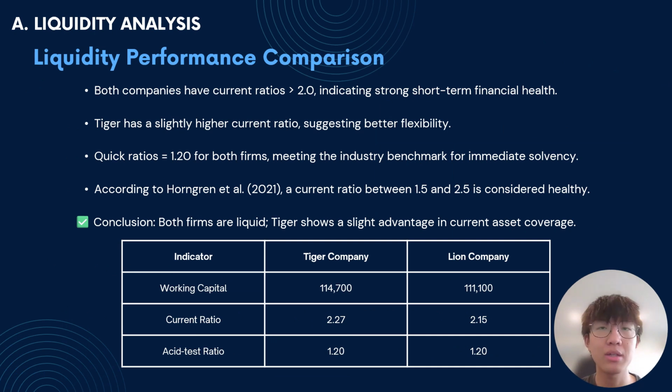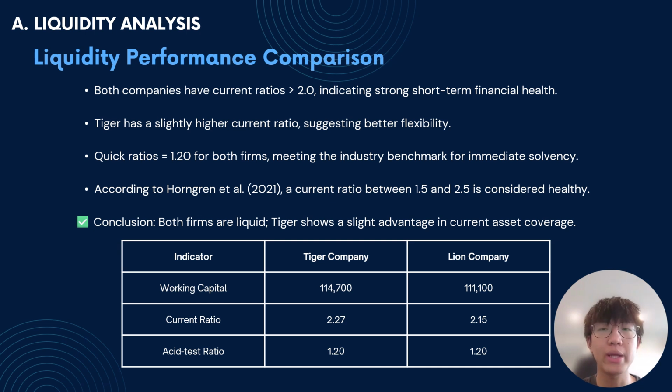Let's now apply these liquidity measures to compare Tiger Company and Lion Company. First, both companies have a current ratio greater than 2, which reflects strong short-term financial health. Specifically, Tiger has a ratio of 2.27 while Lion has 2.15. Although both are healthy, Tiger holds a slight advantage, indicating better flexibility in covering liabilities with its assets.